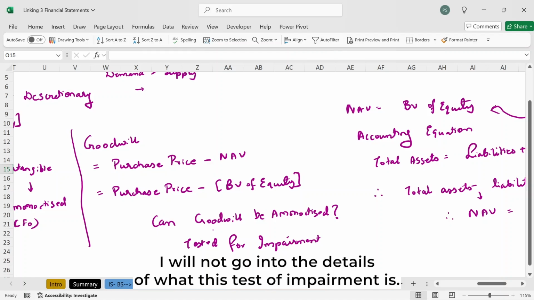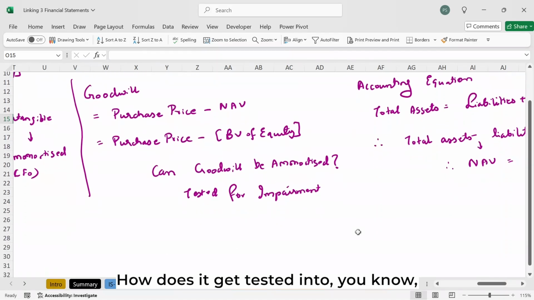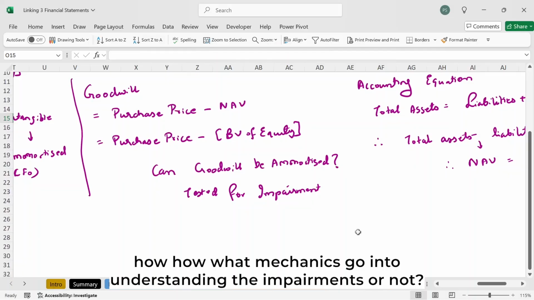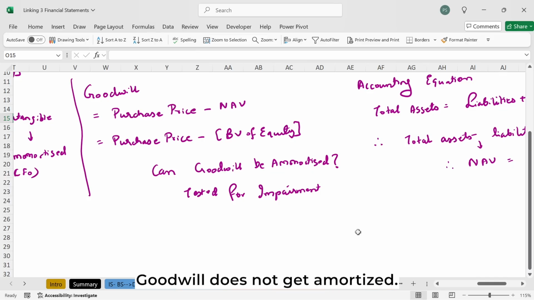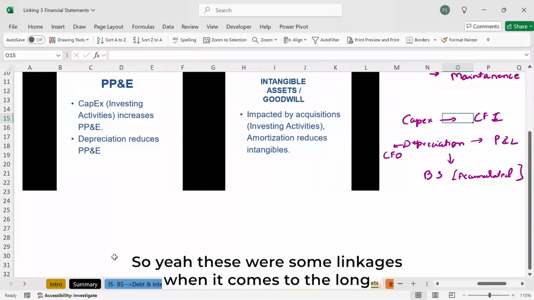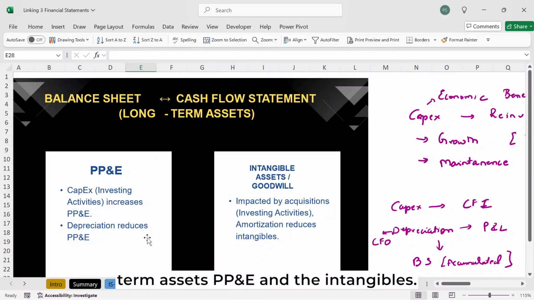I will not go into the details of what this test of impairment is, and what mechanics go into understanding the impairments. It's a detailed thing. I will create a separate video on that. For the time being, just keep this in mind. Goodwill does not get amortized. It gets tested for impairment. So these were some linkages when it comes to the long-term assets, PP&E, and the intangibles.